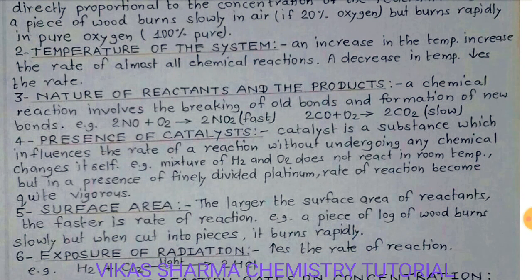The sixth factor is, a very minor factor, exposure of radiation. It increases the rate of reaction. Example, H2, dihydrogen gas, and dichlorine gas in light convert into 2 mole of hydrogen chloride. So light is also a factor that is favorable to the rate of a chemical reaction.